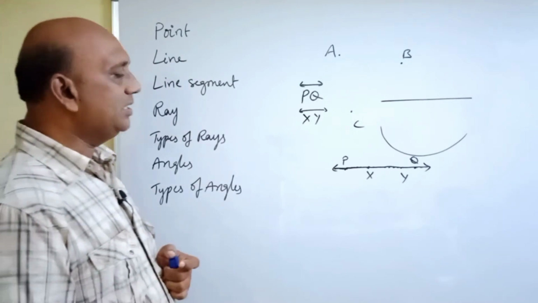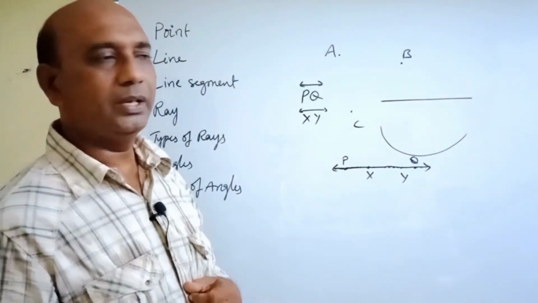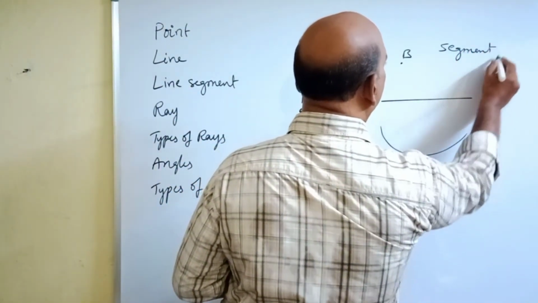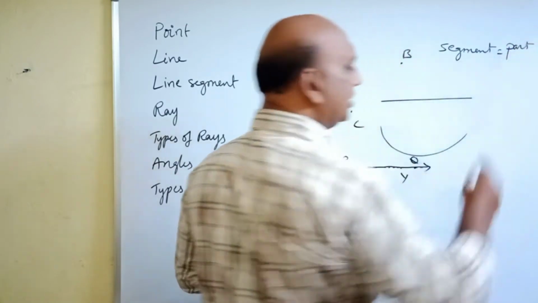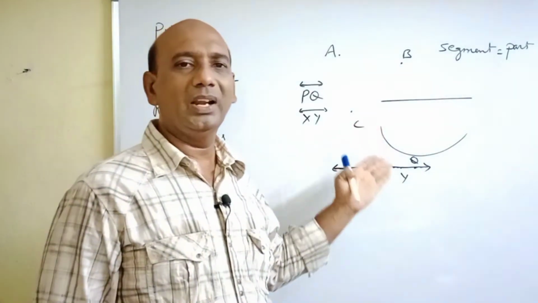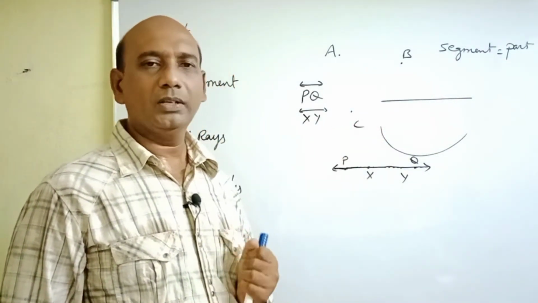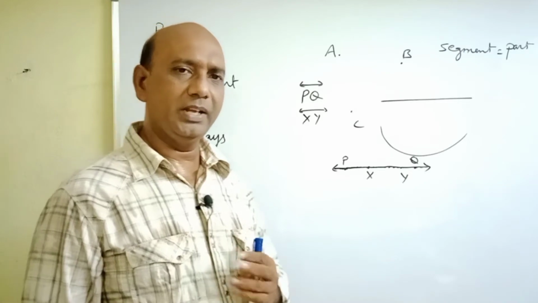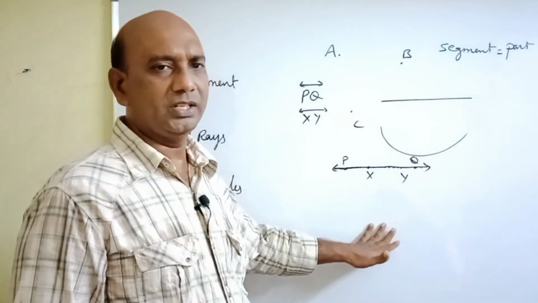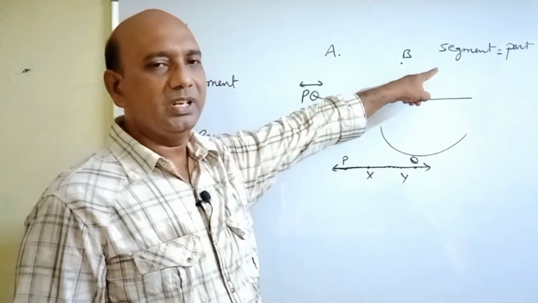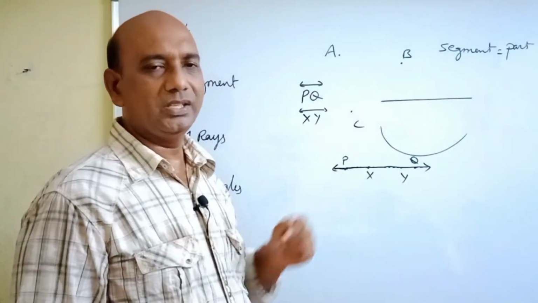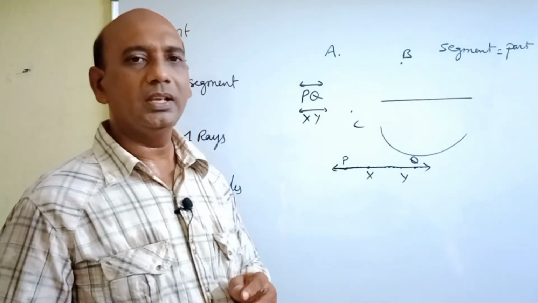And line segment. What is meant by segment? Segment means part. Segment is nothing but part. Line segment means a part of a line is called a line segment. In a line there is no end point. It extends indefinitely on both sides. But line segment means part. A part of this line is called a line segment.